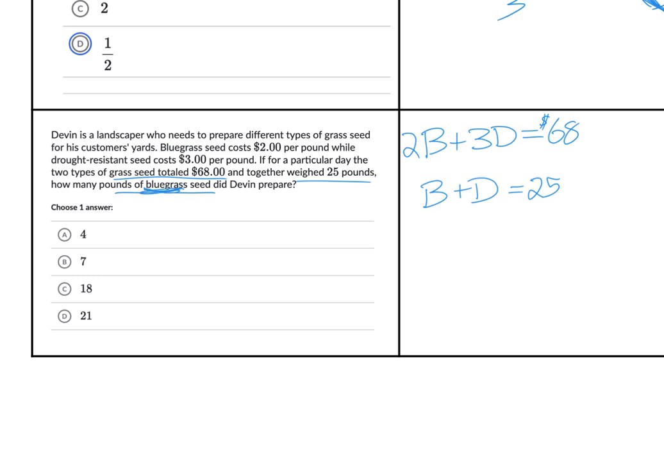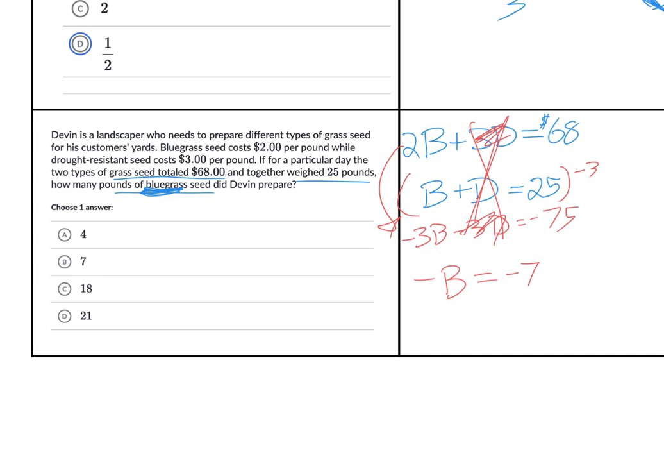Because I'm going for bluegrass, I am going to eliminate the drought resistant. So I'm going to multiply. Let me change colors here so you can see my steps. I'm going to multiply this whole equation by -3. So I've got -3b minus 3d equals -75. I'm going to add it so my d's cancel out. 2b minus 3b is -b equals 68 minus 75 is -7. So 7 pounds of bluegrass.